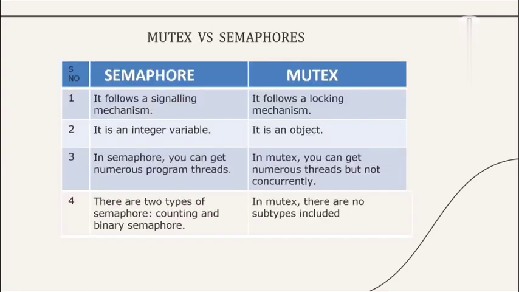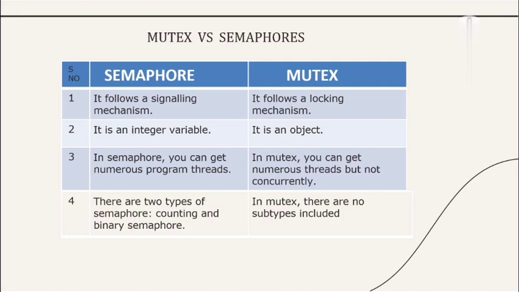In this slide, let's see the difference between semaphore and mutex. Semaphore follows a signaling mechanism, which represents the wait and signal operations. Mutex follows a locking mechanism. Semaphore is an integer variable, mutex is an object. In semaphore, you can have numerous program threads. In mutex, you can have numerous threads but not concurrently.